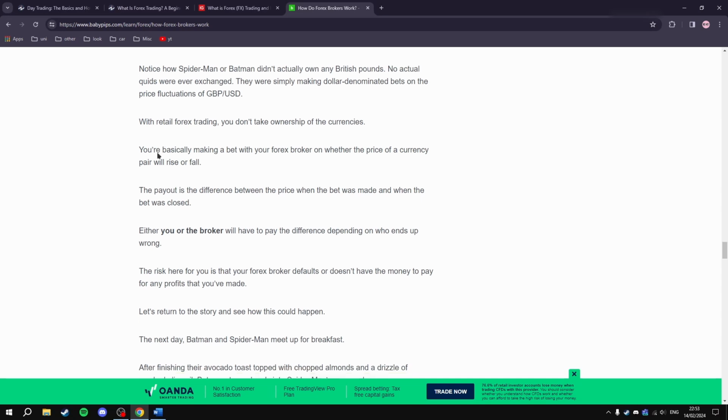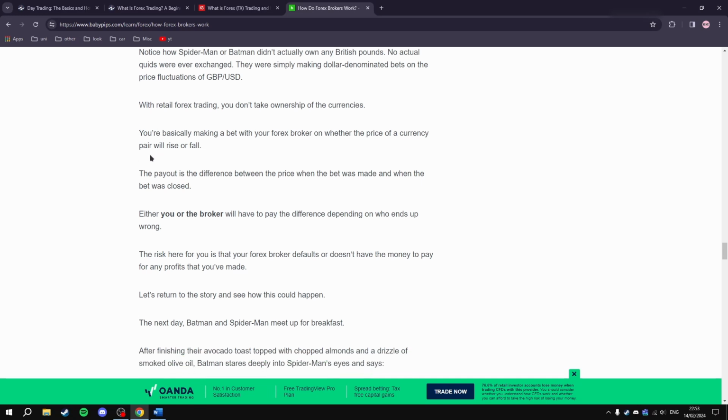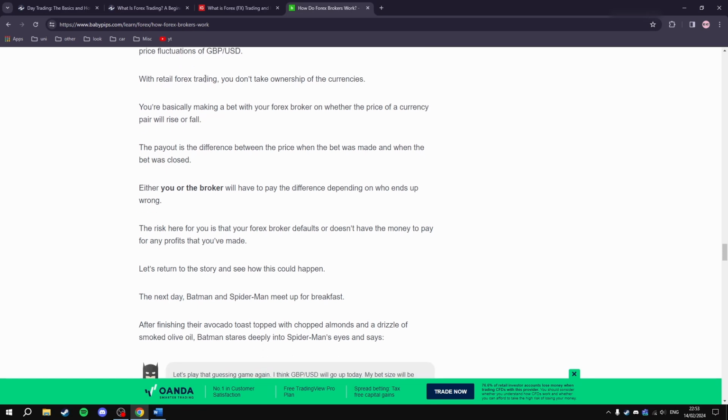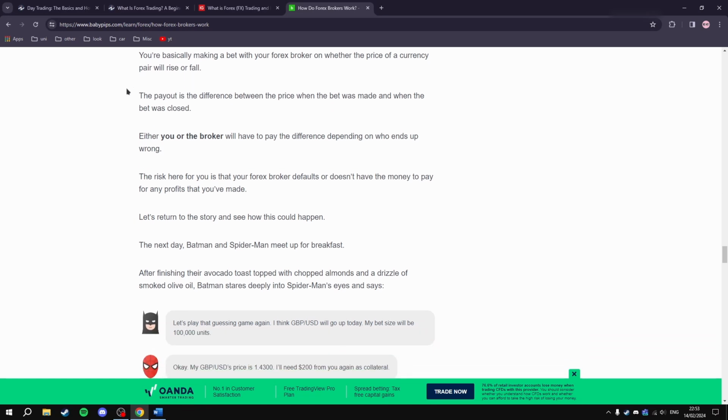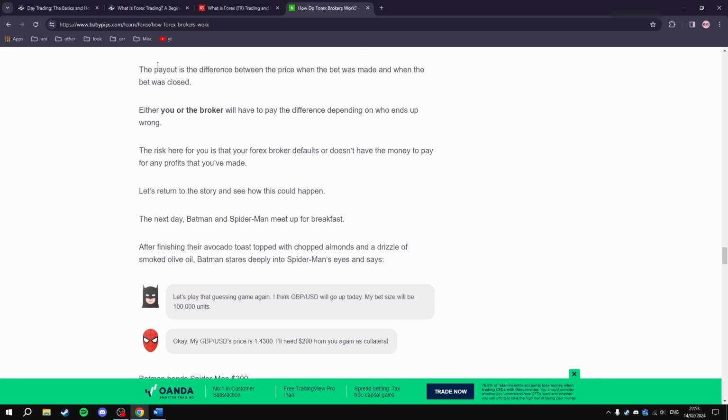They were simply making dollar-denominated bets on the price fluctuations of GBPUSD. With retail forex trading, you don't take ownership of the currencies. You're basically making a bet with your forex broker on whether the price of the currency pair will rise or fall. The payout is the difference between the price when the bet was made and when the bet was closed. Either you or the broker will have to pay the difference depending on who ends up wrong.